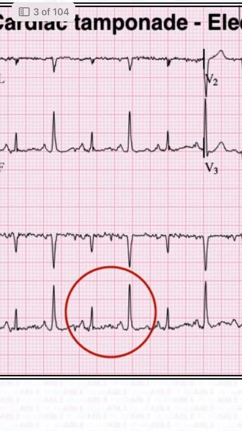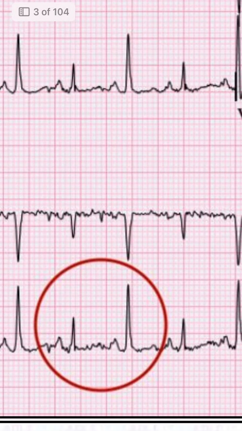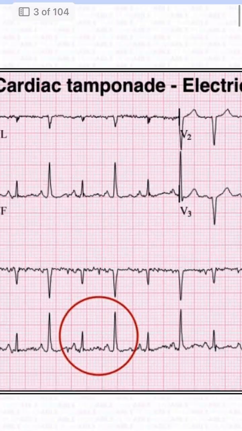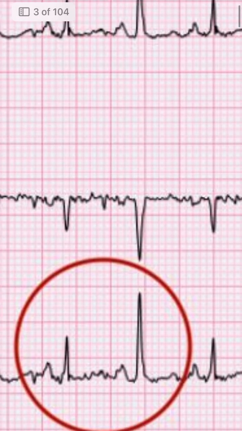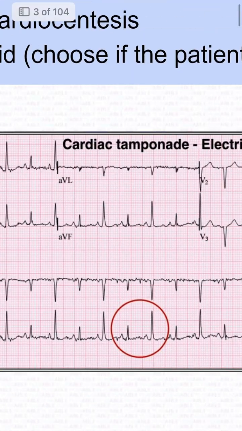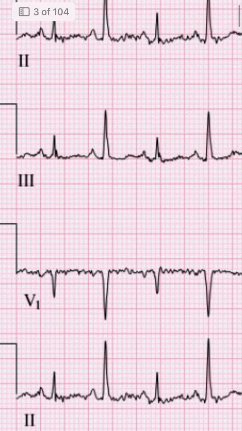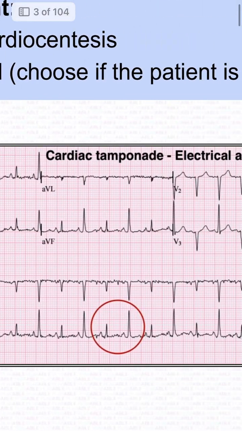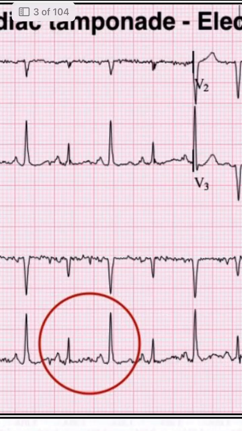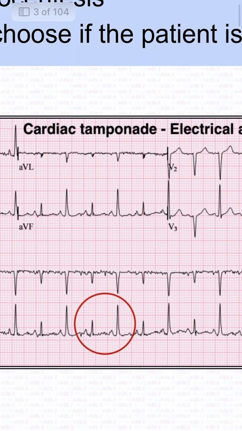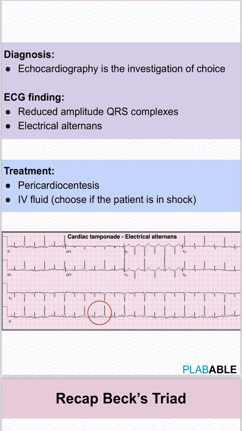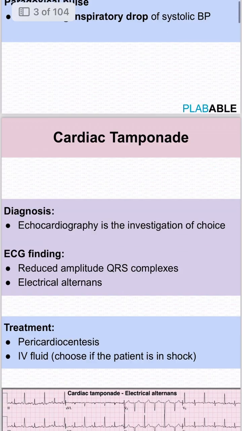So you should not miss the electrical alternans by saying that these are vibratory effects. No, you should check the ECG thoroughly to exclude cardiac tamponade. So these are electrical alternans, not vibrations. And treatment is pericardiocentesis and IV fluid if the patient is in shock. So it's all about cardiac tamponade.